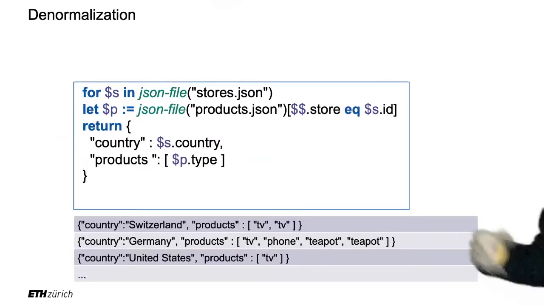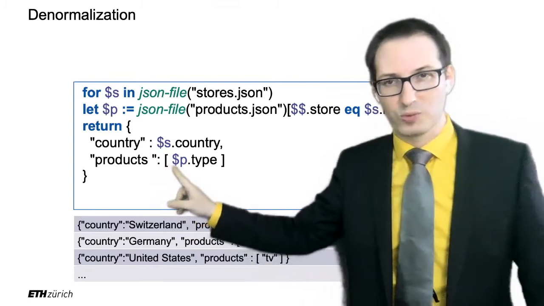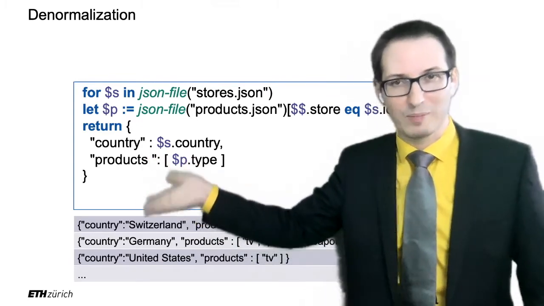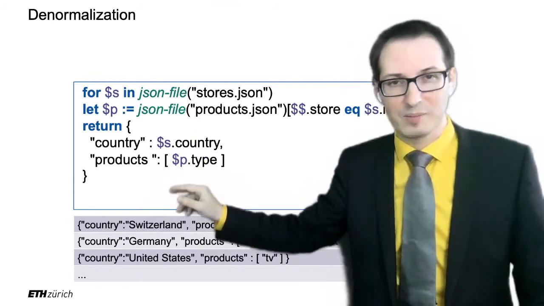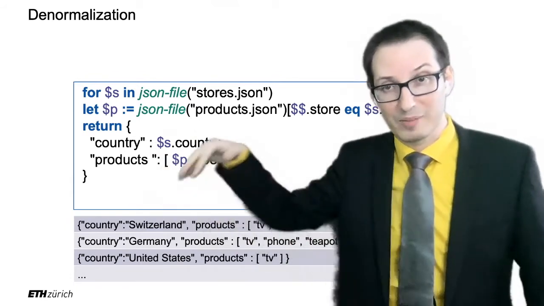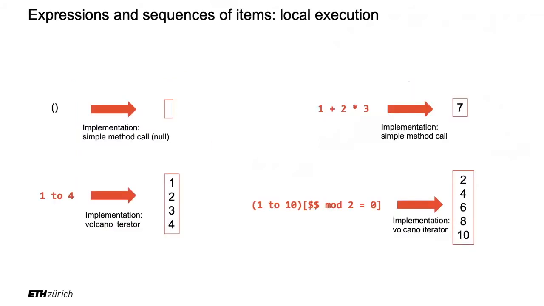And you can denormalize your data in this way. Of course, here it's done the JSON way, but you can also do the same with XML, right? Using XQuery, it's the same idea. You can denormalize your data by nesting data inside.